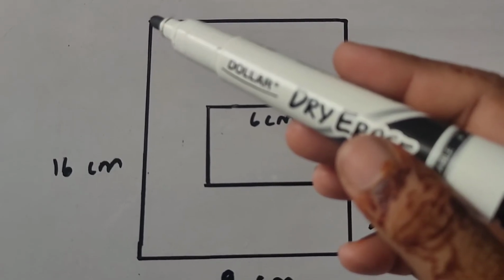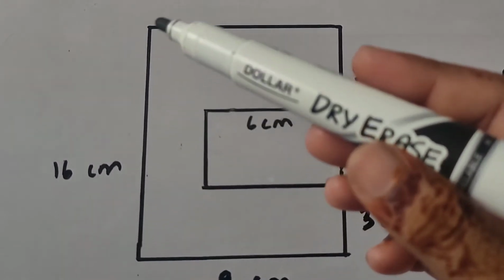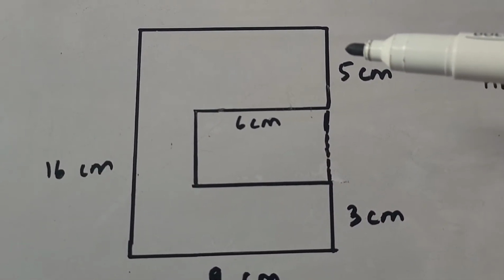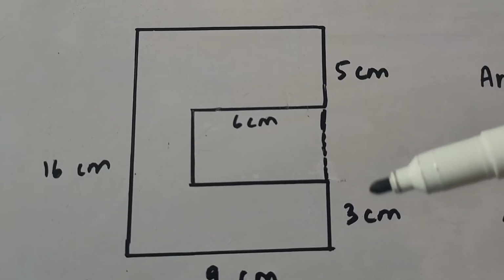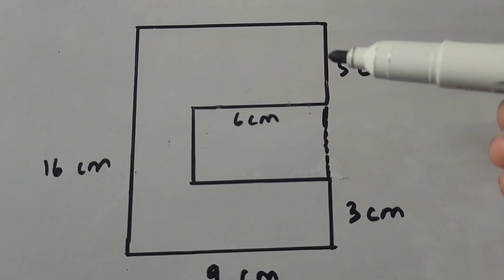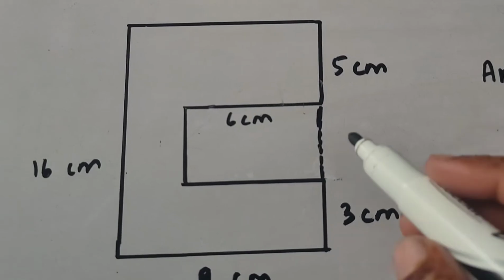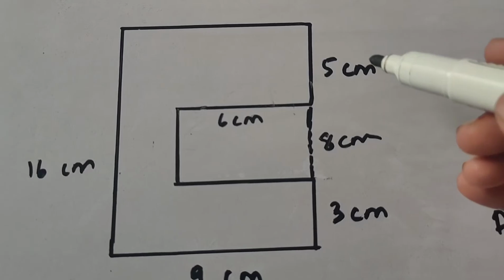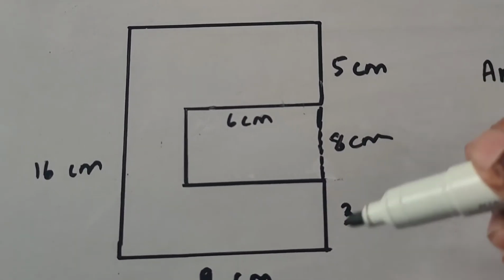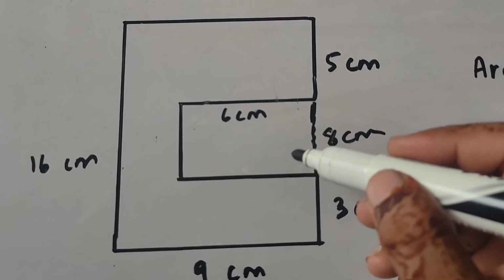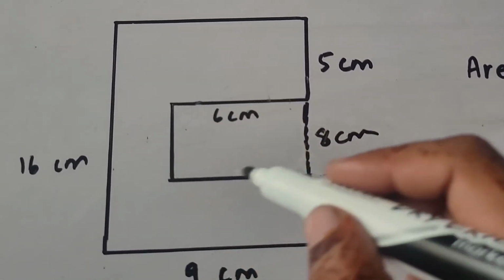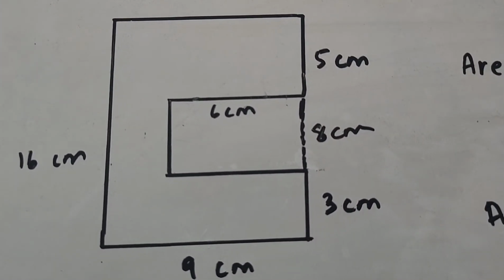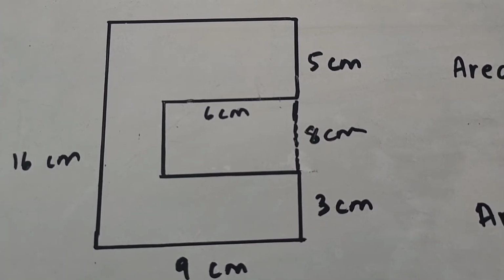So students, if you see the length of this bigger one is 16 centimeter. And here we have a split of 5 centimeter and 3 centimeters. The sum is 8 centimeter. So if we subtract this 8 centimeter from 16 centimeter, we get 8 centimeter. So we come to know that this wall of 16 centimeter is made up by 5 plus 8 plus 3, that is 16 centimeter. So the breadth of this smaller rectangle is 8 centimeters.